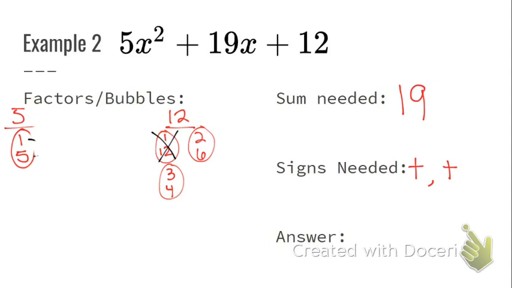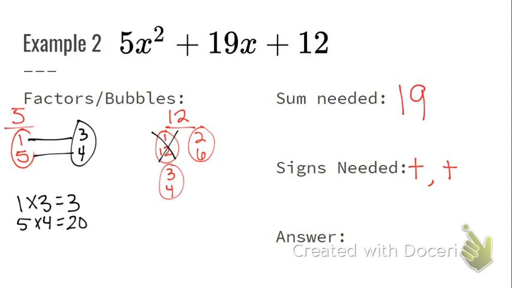So you might be able to do a little bit of mental math and kind of reason your way through this. I'm going to suggest that we move on to our 3, 4 bubble. So if we were to take 1 times 3, we'd get 3. 5 times 4 is 20. That again is not going to add up to 19.